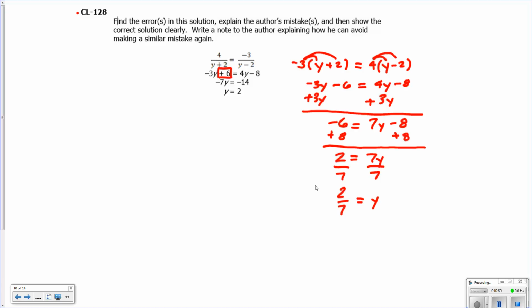So let's take it now and let's see. Show the correct solution clearly. I think that's pretty clear, if you could see the work there. It says write a note to the author explaining how he can avoid making a similar mistake again. We could say, hey, dear author, I would say show more work so you can catch your mistakes.